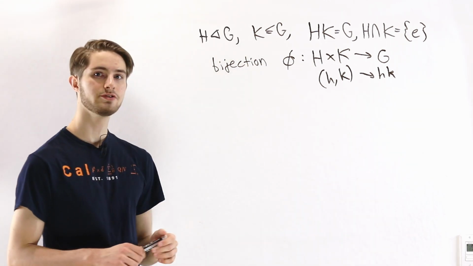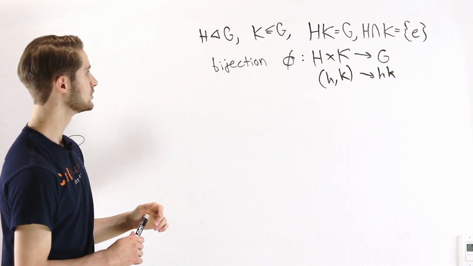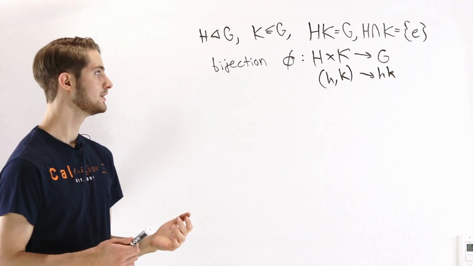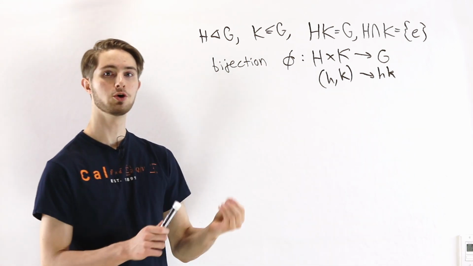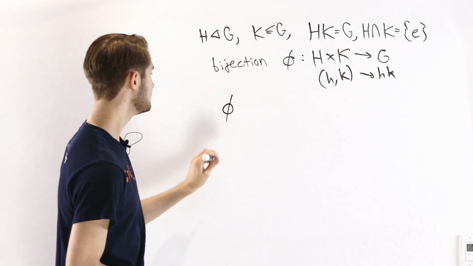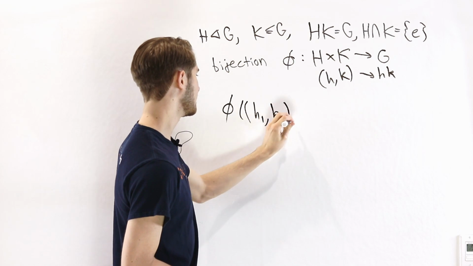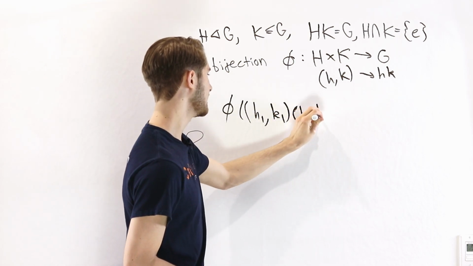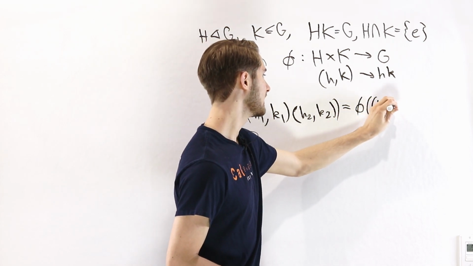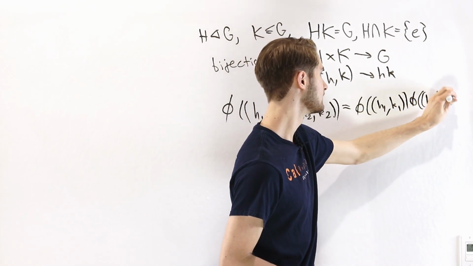Now for phi to be an isomorphism, it needs to be a bijective homomorphism. But we already showed that if H and K are complements, it has to be a bijection. So all we need to do now is to find a group law that makes phi a homomorphism, and then it will automatically be an isomorphism. That means we need to find a group law such that phi of H1 K1 times H2 K2 is the same thing as phi of H1K1 times phi of H2K2.